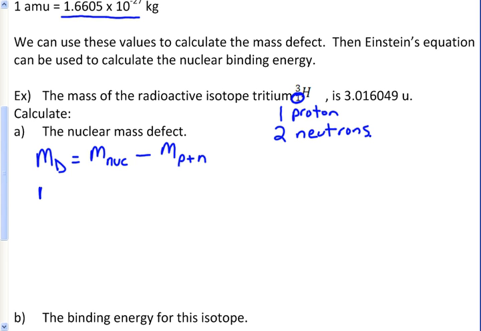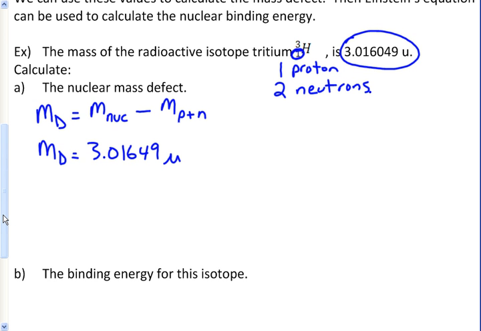So my mass defect here is going to equal the mass of my nucleus, which is 3.016049. Electrons for neutral isotopes is always equal to the number of protons. So the mass of our nucleus of tritium is 3.016049 atomic mass units. I'm going to subtract the sum of my protons plus my neutrons.